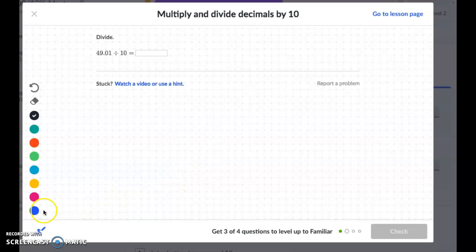So for this one, again, we want to think about just moving that decimal over. So this time, since we're dividing by 10, we're going to take that decimal and move it to the left 1 space. So we're just shifting it over 1 space. And again, 10 is because we're shifting it 1 place over, which each place is worth 10. So that means my answer is now going to be 4, and then that decimal moved over, 901.